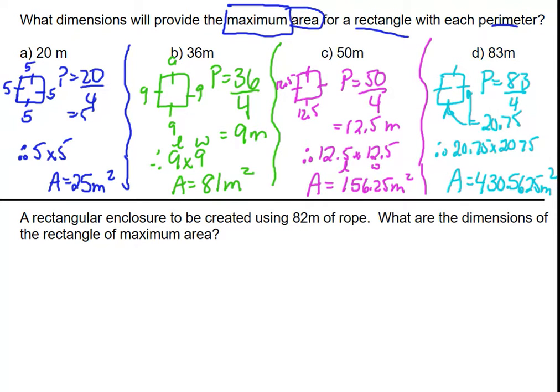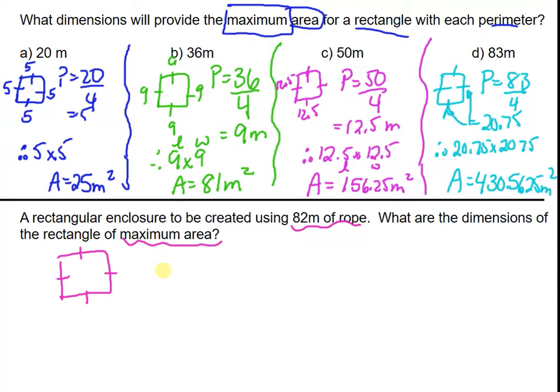Okay, so number 2, a rectangular enclosure is to be created using 82 meters of rope. When they talk about 82 meters of rope, or if they're talking about fencing, what we're actually talking about is the perimeter. Because we know that 82 meters of rope is going to be around whatever the rectangular enclosure is going to be. So what are the dimensions of the rectangle of maximum area?